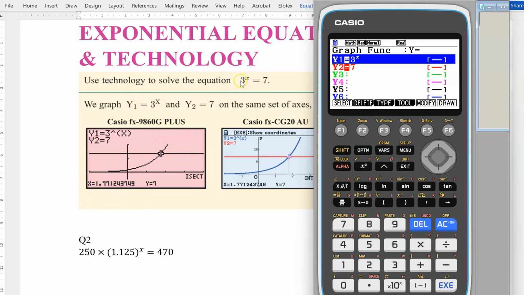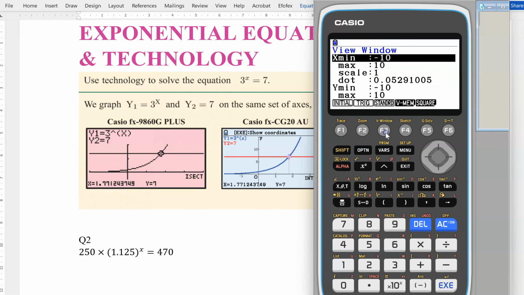So you can see here, 3 to the x equals 7. We've typed in two different functions. The left-hand side we put as y1, so 3 to the x, and then we pop in 7 for y2. We will always go Shift, View Window, and I'm going to go to Standard, preferably.